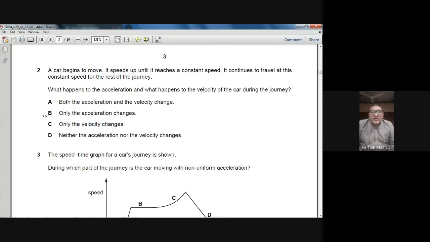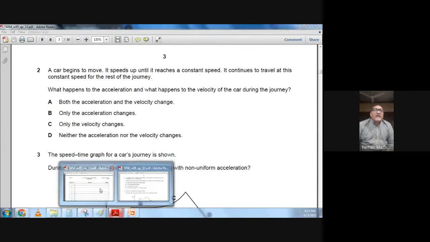What happens to the acceleration and what happens to the velocity of the car during the journey? A option is both the acceleration and the velocity change. That is the right option. Only the acceleration changes, that's wrong, because the speed also changed. Only the velocity changes, that's wrong. The acceleration also changed, because at the start, when there was a change in the speed, there was acceleration. But when the speed became constant, the acceleration became zero. So there was a change in the acceleration also. So C cannot be the option, neither the acceleration nor the velocity changes. That's wrong. So for question number 2, A is the best option.